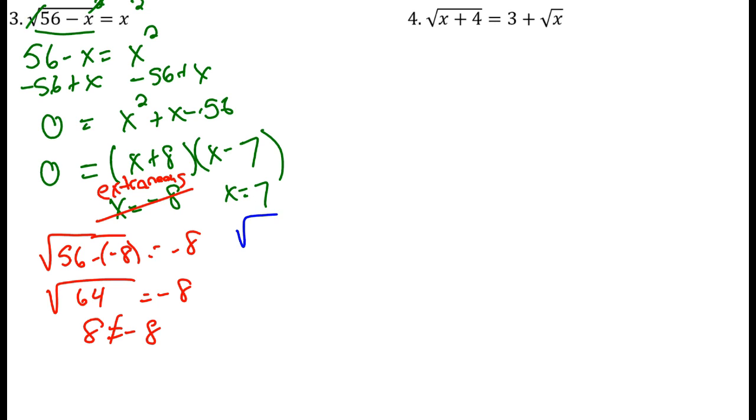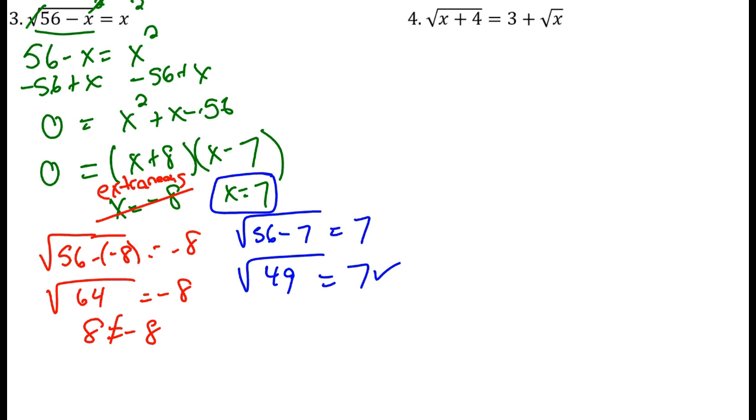What about x equals 7? Does the square root of 56 minus 7 equal 7? Hopefully this is true. The square root of 56 minus 7 is the square root of 49. The square root of 49 is 7, so only x equals 7 is in the solution set. X equals negative 8 is extraneous. It got thrown in there after I squared it. It's not really a solution to the original equation, but it is a solution to these other ones.